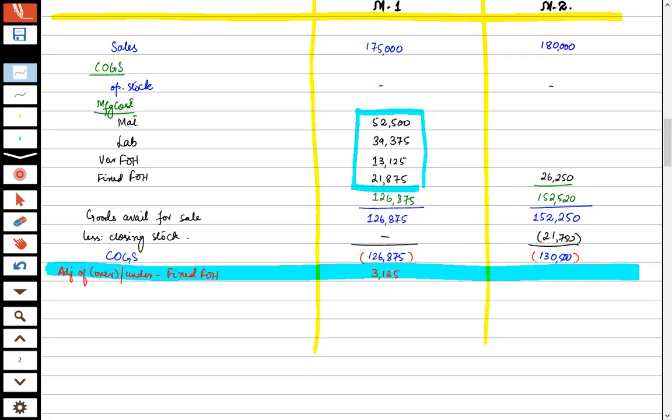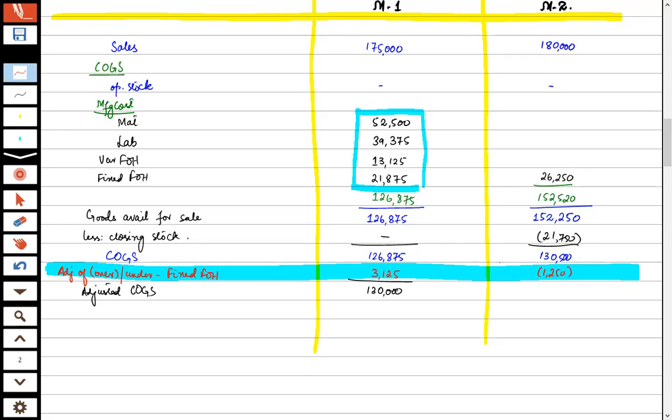Clear? So don't write negative, you will get confused here. So this will increase our cost. So our adjusted cost of goods sold would be increased because we have under applied and we have to adjust our cost expenses. So our adjusted cost of goods sold would be 130,000. And here in month 2 we have to adjust 26,250 to 25,000. We have to lessen, we will less 1,250.